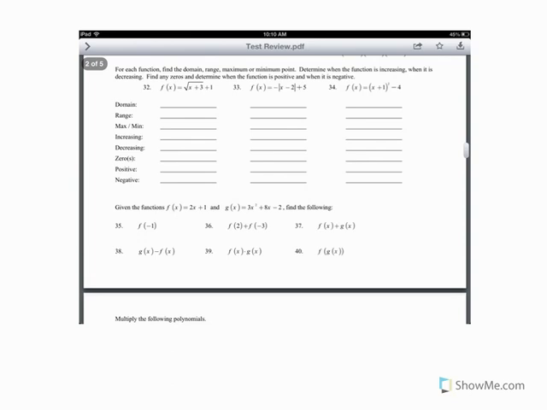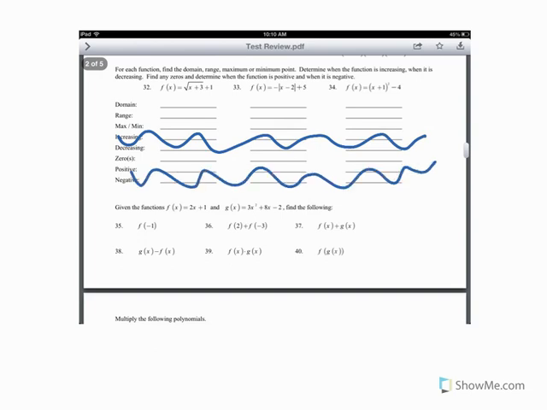Alright, here I'm going to do one of them. Increasing, decreasing, cross out. And negative, positive, cross out. Negative, positive is easy though. Negative, positive just says when is it a positive y value, when is it a negative y value. So here, we'll go through 34.